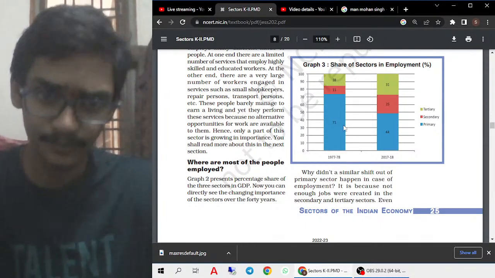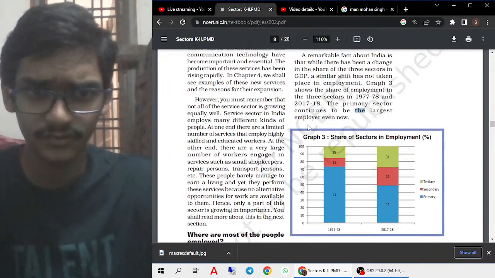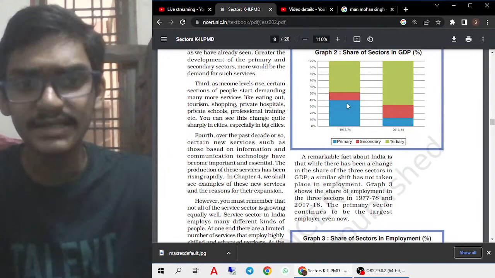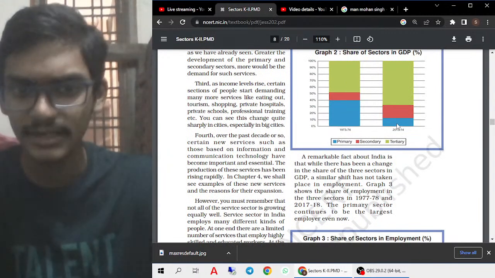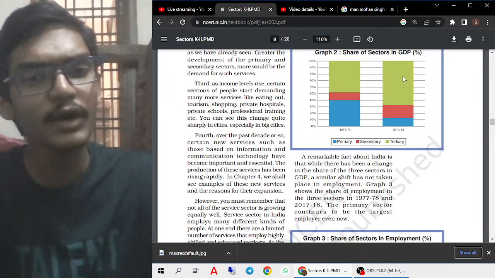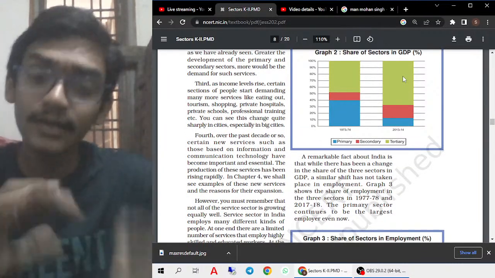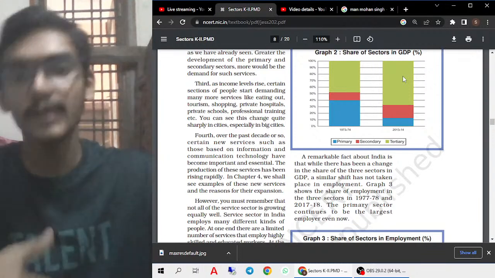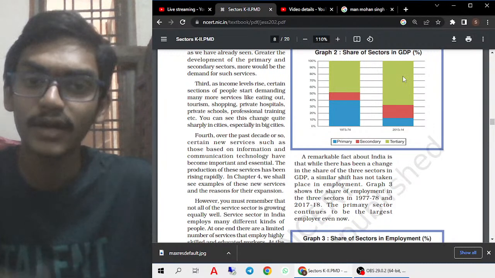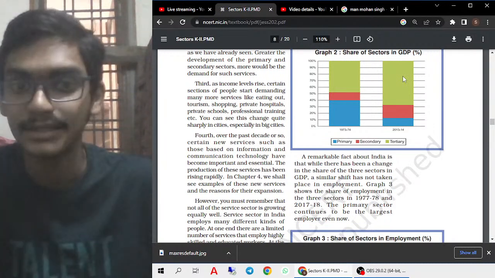If you see these both graphs also, the primary sector is contributing very less to the economic development of a country. The tertiary sector is more in the same. So when you see this graph, you will think that okay, in the tertiary sector people are working more, and because of that only the tertiary sector growth is increasing. But that is not the reason.